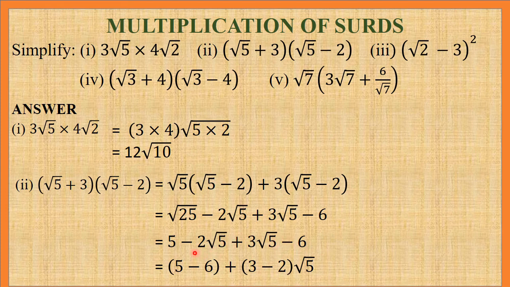Or you can say negative 2 or minus 2 plus 3. They are the same here. And this will then give us negative 1 plus, here will give us 1. So by root 5 will be the same as root 5. So root of 5 plus 3 multiplied by root of 5 minus 2 will be negative 1 plus root of 5.